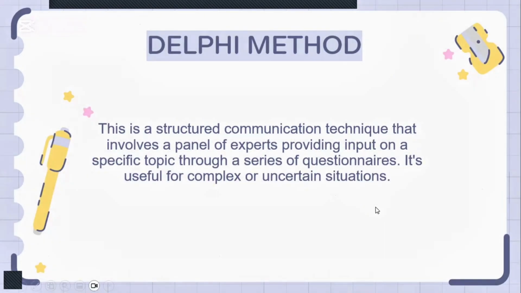We move on now to the Delphi method, and Delphi involves using a panel of experts, and in this case it will be experts who are external to the business, and they will be asked a set of pointed questions. Now, these experts don't interact with each other, but there is a moderator who's in charge, and that person has to be very skilled in what it is that they are doing.